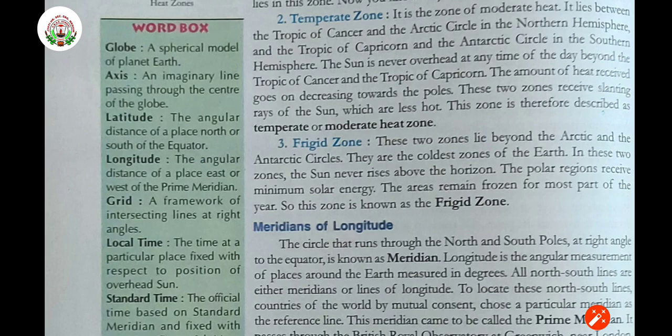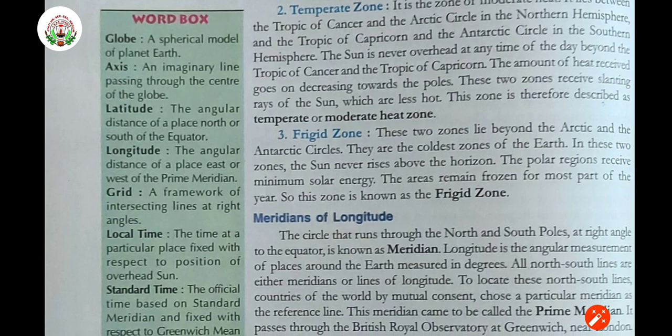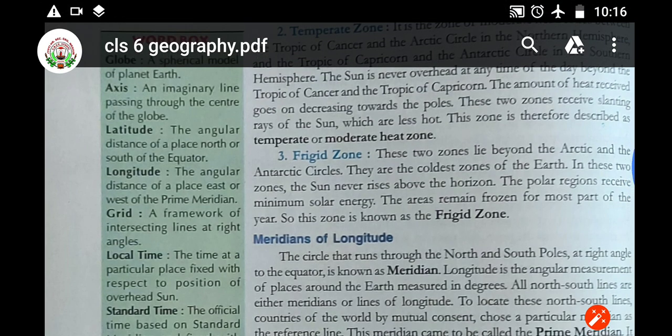Third one is frigid zone. These two zones lie beyond the Arctic and the Antarctic Circle, right, in the North Pole and South Pole. They are the coldest zones of the earth. In these two zones, the sun never rises above the horizon. The polar regions receive minimum solar energy. They are not receiving solar energy because the sun is never overhead over those places. The areas remain frozen for most part of the year. So this zone is also known as frigid zone. Right.